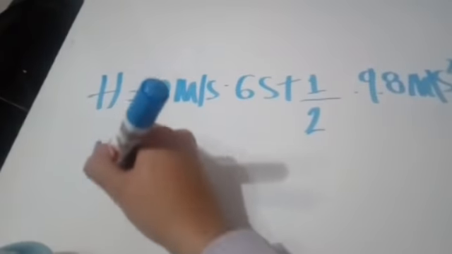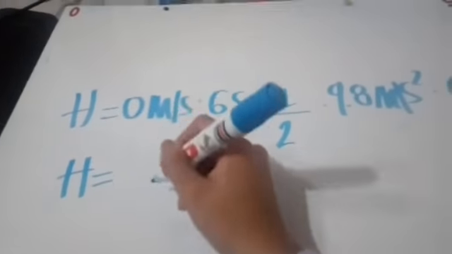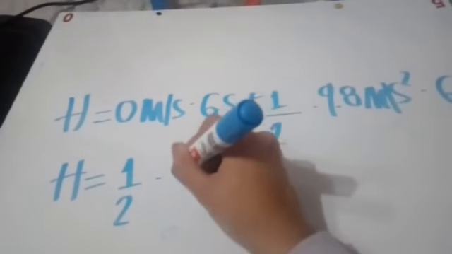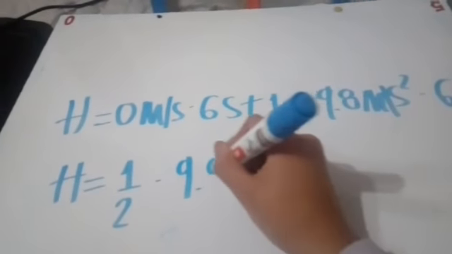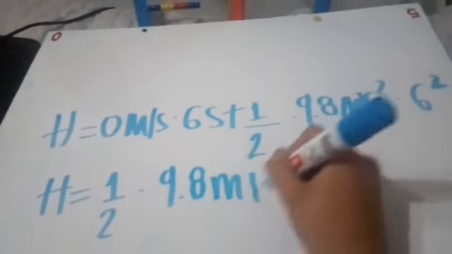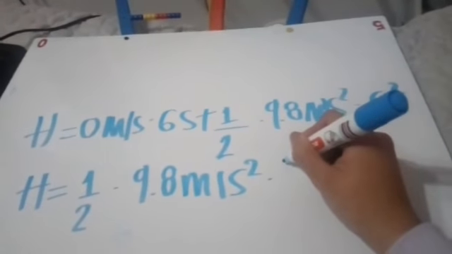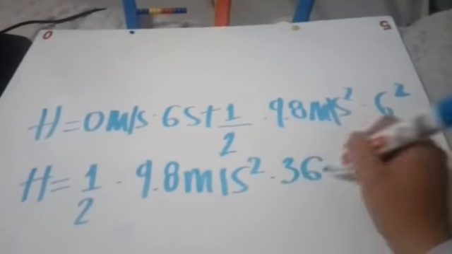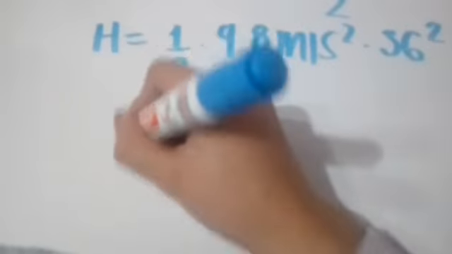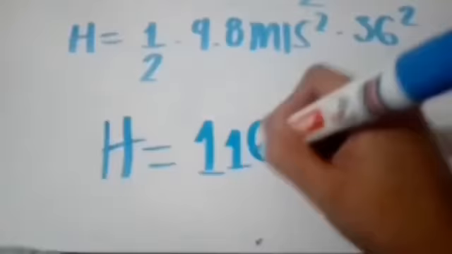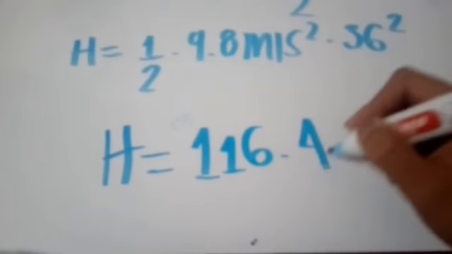So the height is equal to 1 over 2 multiplied by 9.8 meters per second squared multiplied by 36, and that is 116.4.